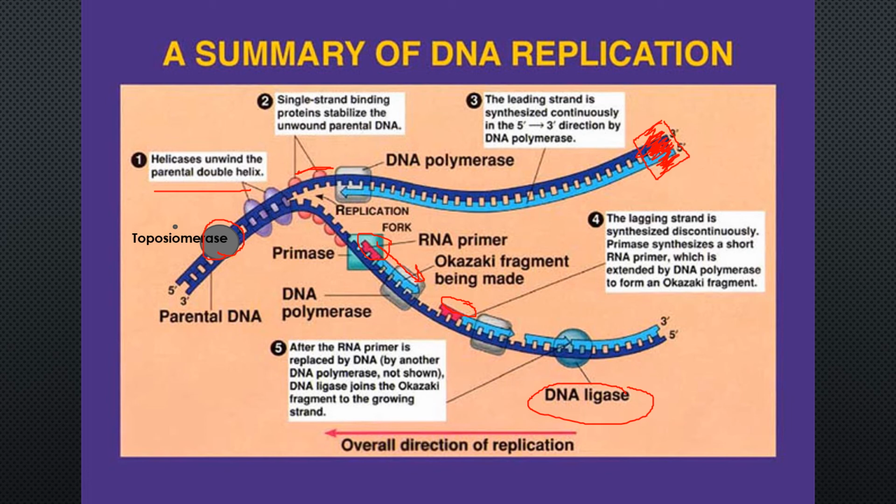And after this, we should have a parental strand and a daughter strand making the new double helices. That is the semiconservative replication of DNA.